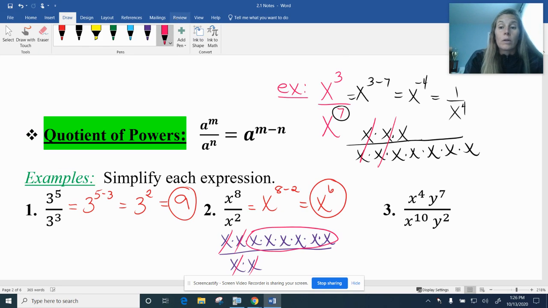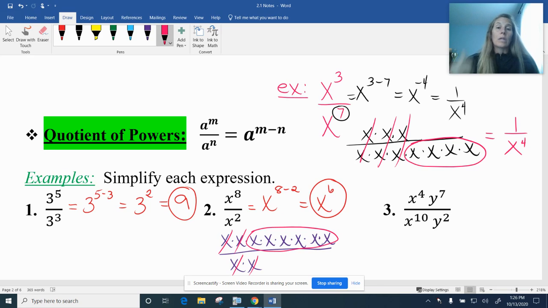Well, 7 minus 3, I have 4, but they're going to be left on the bottom, so I know right away my answer will be 1 over x to the 4th. So instead of worrying about top minus bottom, and then if it's negative, flipping it, I just always subtract them to get a positive answer regardless.